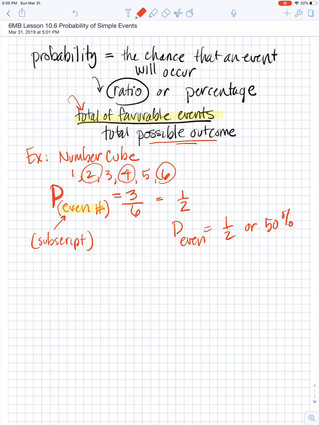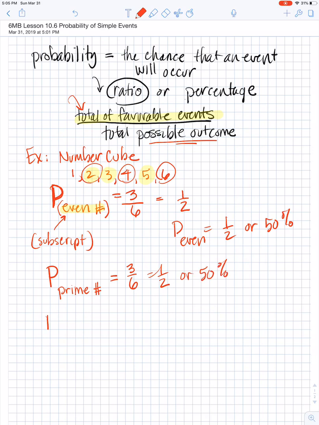Well, I could ask another question, same number cube. I could say, well, what is the probability of rolling a prime number? Notice I just dropped down in subscript. So we've got to go back and think about, I'll use my highlighter this time, those numbers. Which ones are prime? Well, 1 isn't prime, 2 is prime, 3 is prime, and 5 is prime. So this question, same number cube, it's still 3 out of 6. It's still 1/2 or 50%.